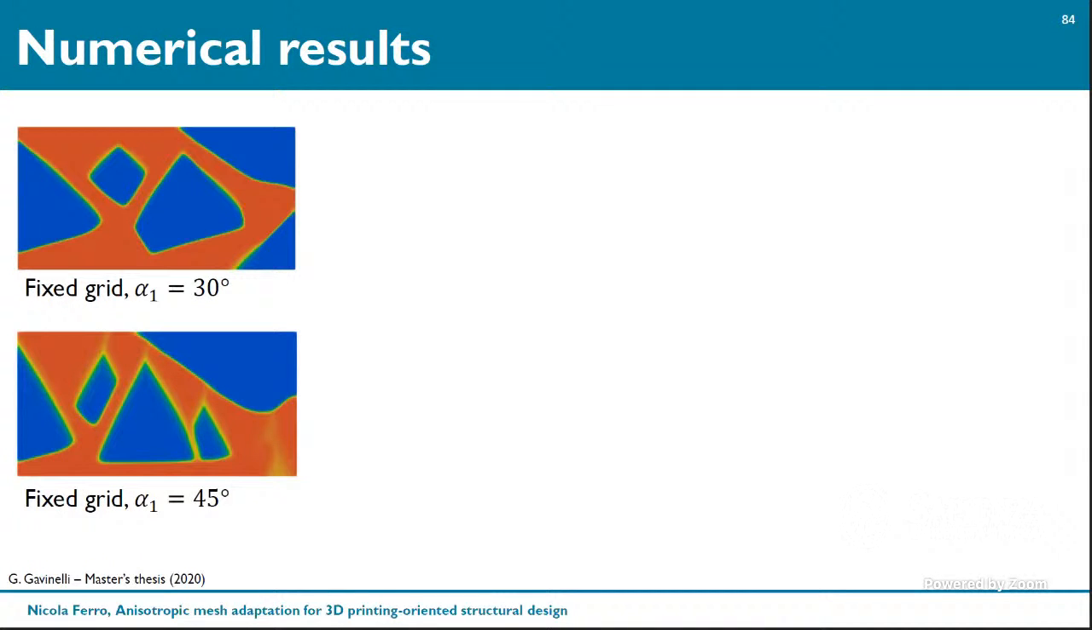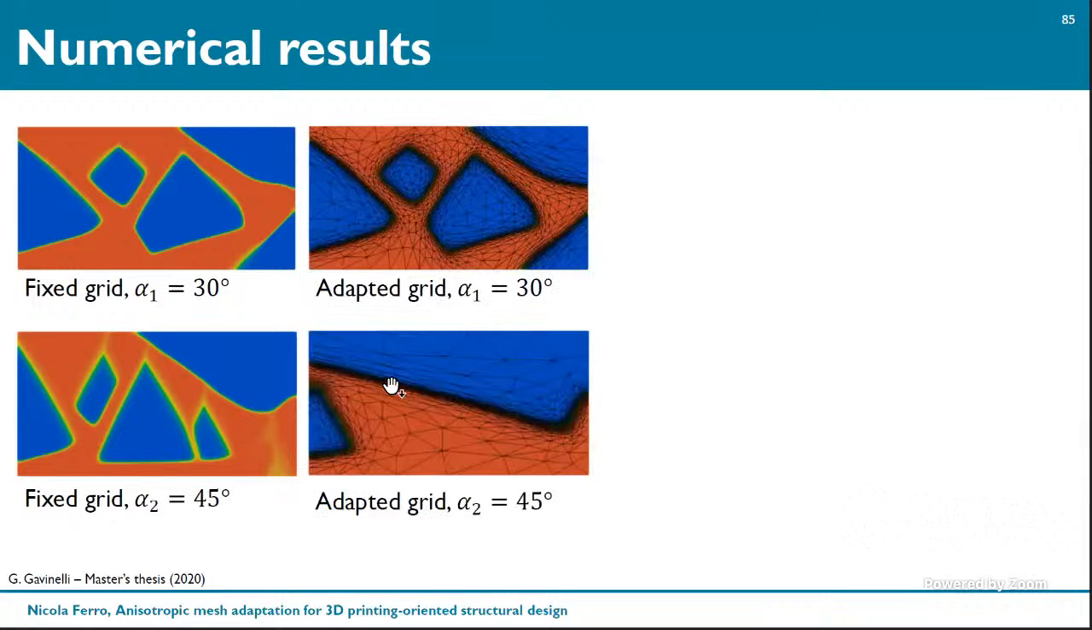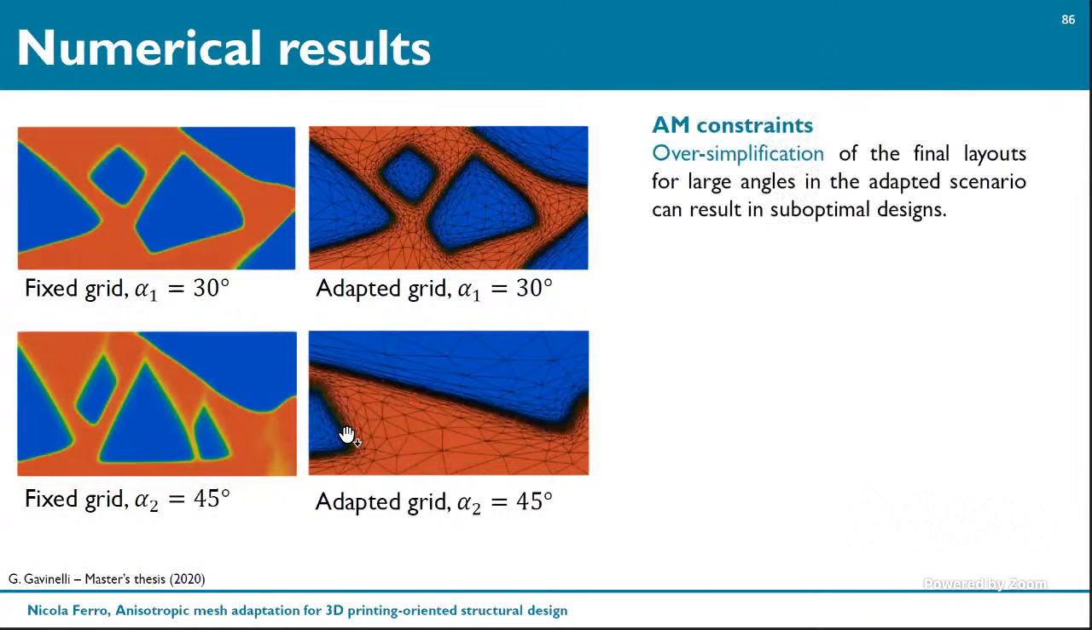And as Charles already pointed out, this can be very bad sometimes, because there is the so-called dripping effect, so non-actually manufacturable pieces of your structures. When you turn to adapted grid, you can retain the same topology with a better definition of your boundaries, but also you can have an oversimplification of the final layout.